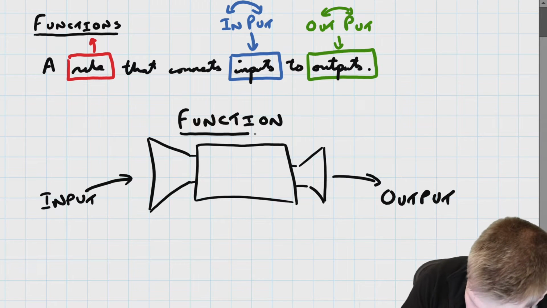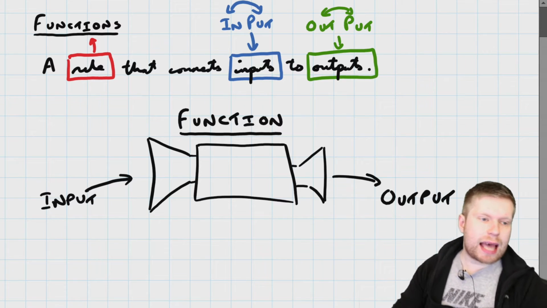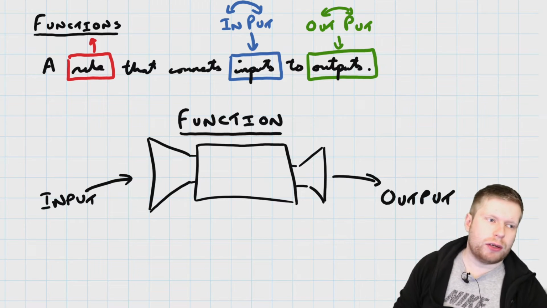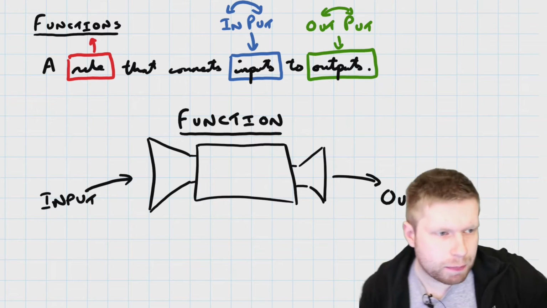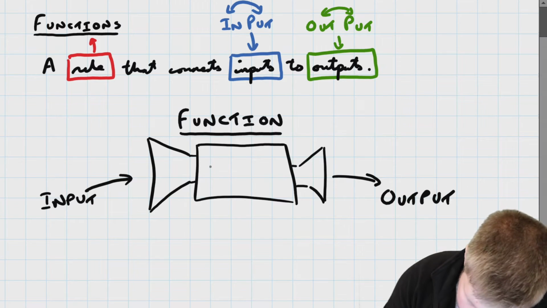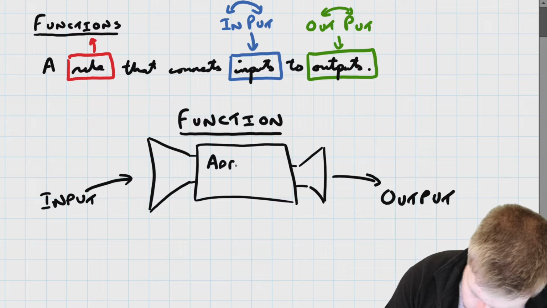Now the rule, or the function, is always the same. So it doesn't change halfway through depending on different values. So the function is always the same. So for example, in this case, let's suppose that the rule is add 3.